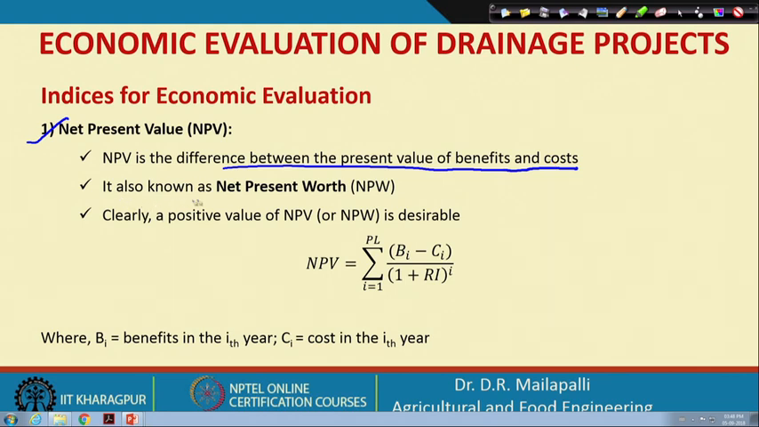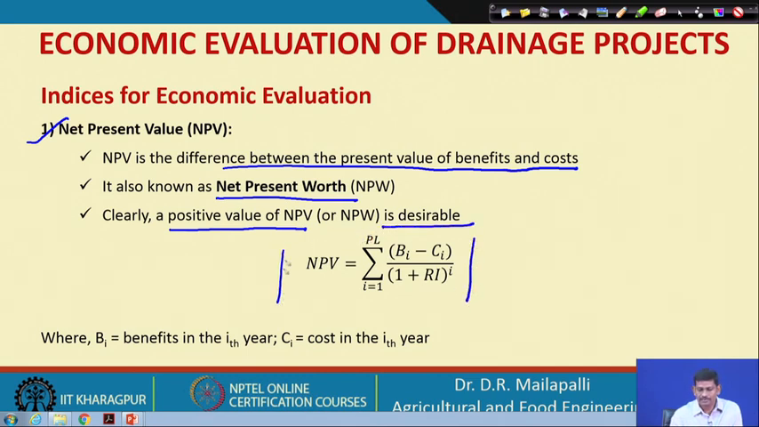It is also known as net present worth, NPW, and clearly a positive value of net present worth or net present value is desired. It is described with an equation: NPV equals benefit minus cost divided by (1 plus RI) power I, where RI is the rate of interest. Every year we find out the cost-benefit difference and the corresponding (1 plus RI) power I. Then that will be the net present value.